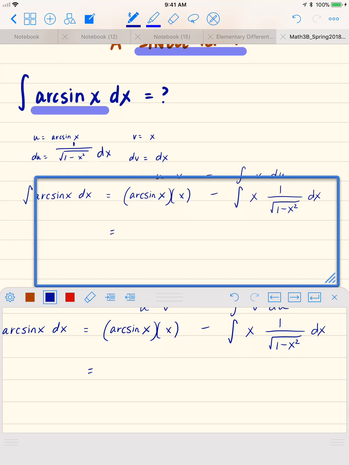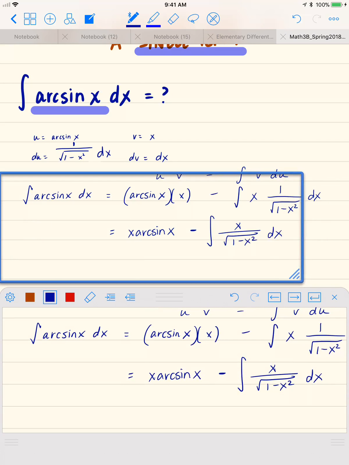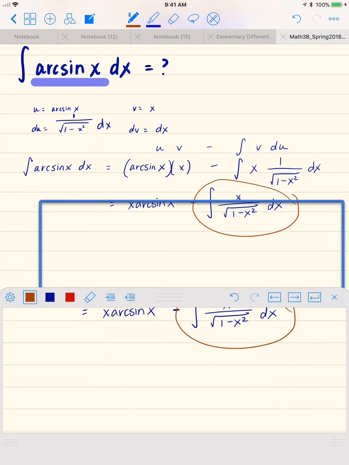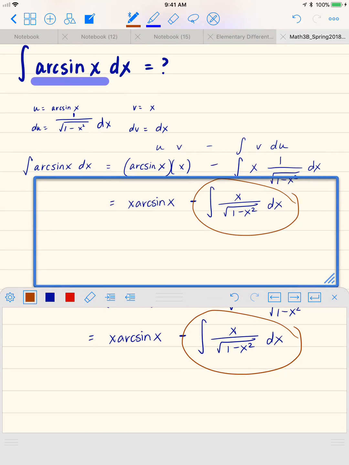So let's rewrite this, and I'm going to write this first product as x arc sine x. And now minus the integral of x over the square root of 1 minus x squared dx. Now, is my trade-off worth it? I started off with arc sine of x, needing to integrate that. Now I need to integrate x over the square root of 1 minus x squared. It might look like this is worse, but actually this is better because I can do a u substitution and figure this out. So I'm going to do a u substitution.